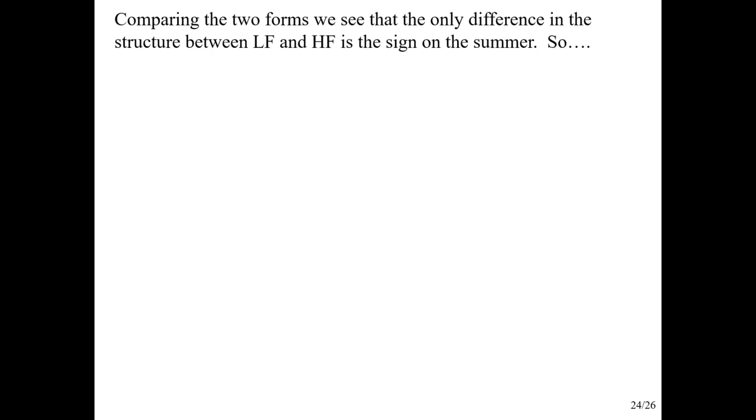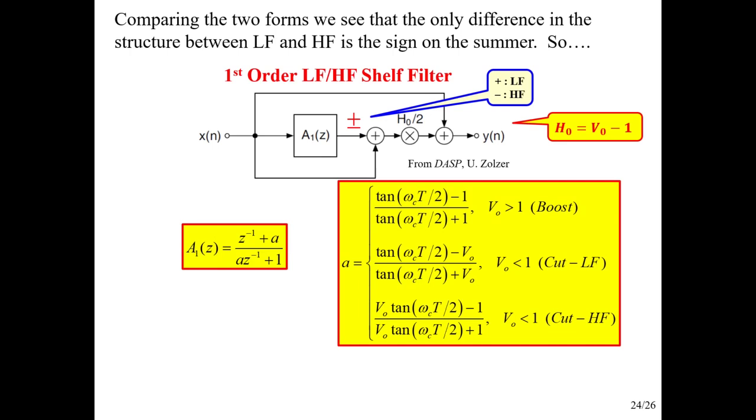Now, if we look at the two forms that we just got for the low frequency and high frequency shelf, we see that there's really just a very tiny difference between them. One had a plus here and one had a minus. So the plus gives us the low frequency shelf and the minus gives us the high frequency shelf.